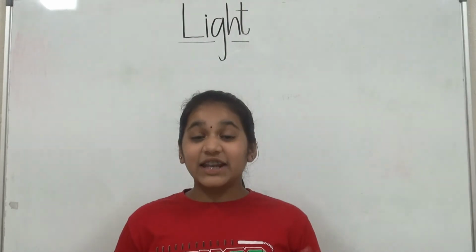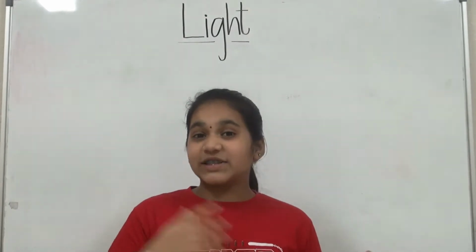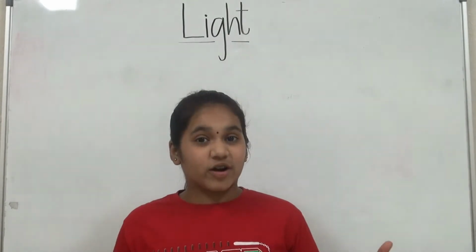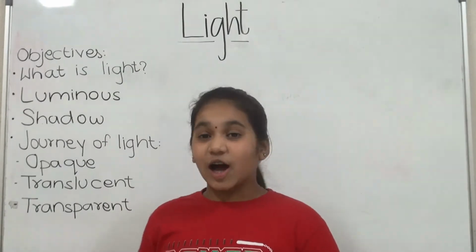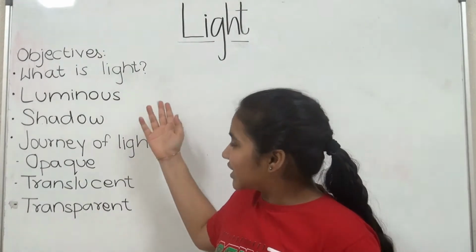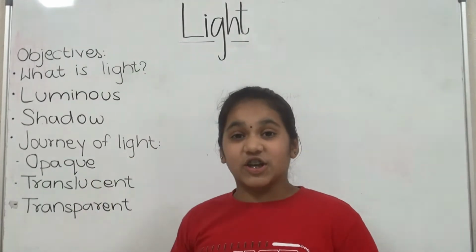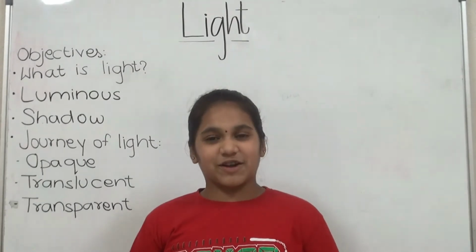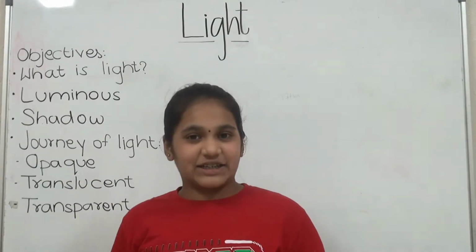Hello everybody. In our last video, we looked at reflection, which is the bouncing back of light. In this video, we will learn more about light. By the end of this video, you will learn about all these objectives, which are: what is light, luminous, shadow, the journey of light, which are opaque, translucent and transparent. With the first objective, what is light?